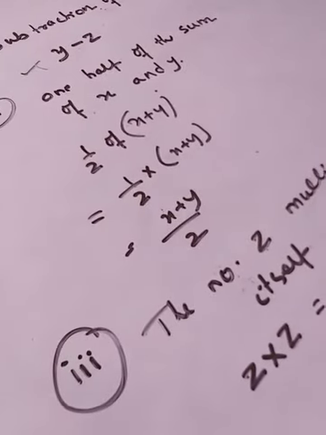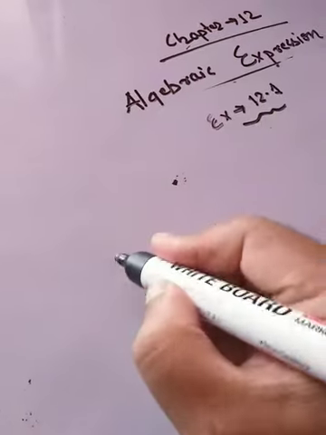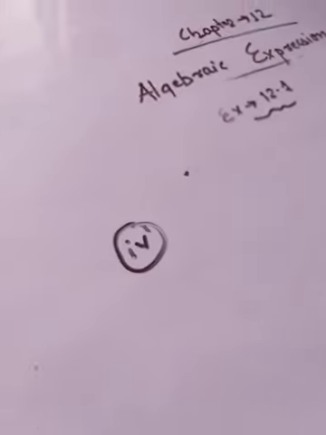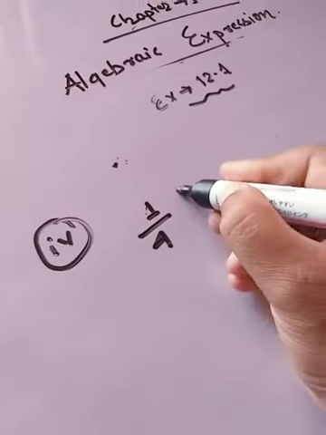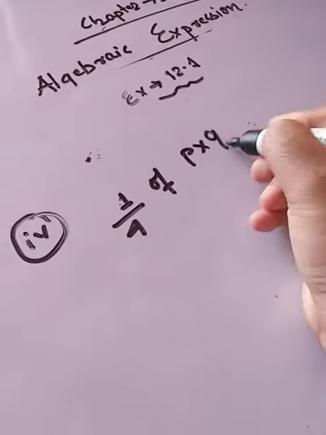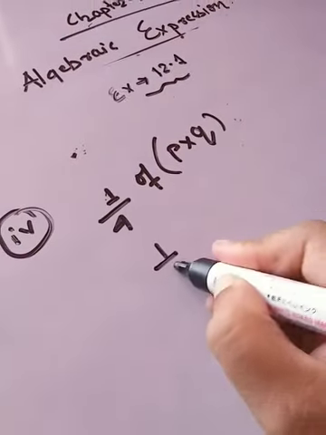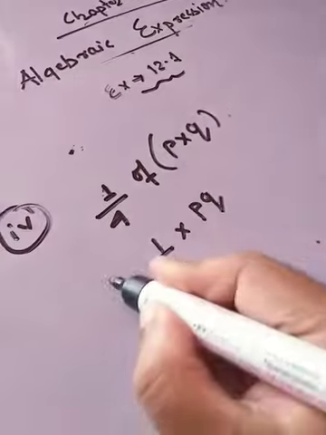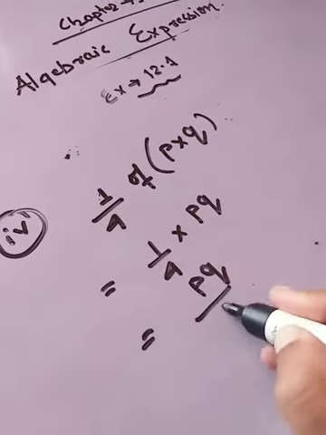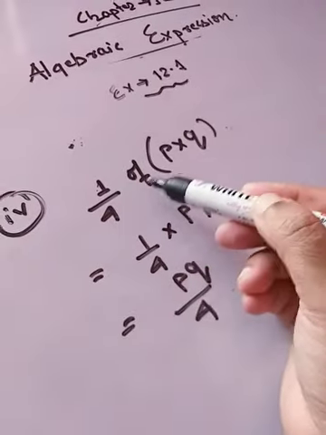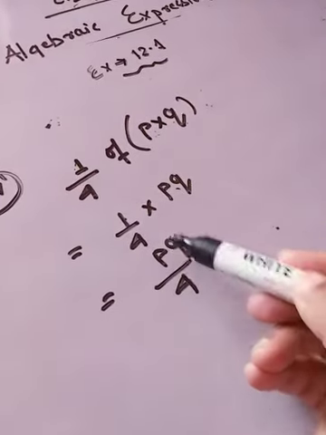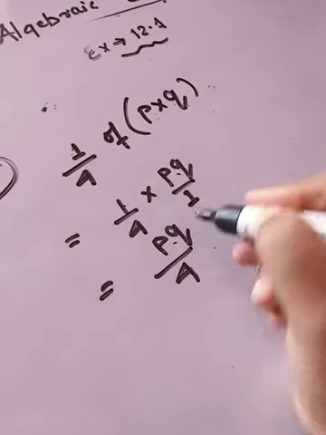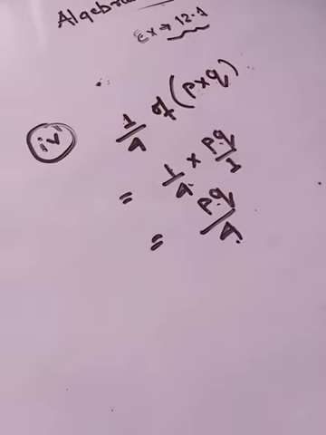Let's see sum number 4. Sum number 4 is 1/4 of the product of numbers p and q. 1/4 of the product p and q. So the product can be written as pq. This could be written as pq by 4. So p into q is pq, and if you multiply pq with 1, what is the answer? Pq only, and this is carrying 4 as a denominator, so 1 times pq over 4. So this is the answer.